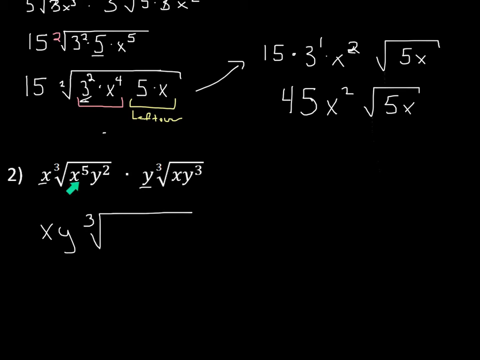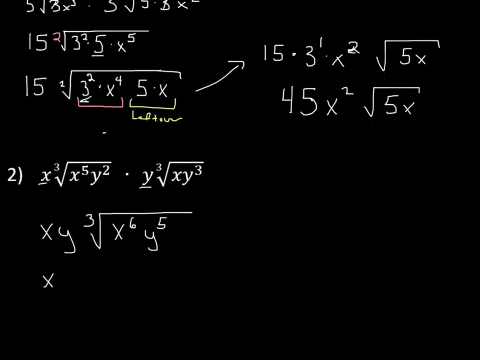And now let's take a look at this. I have an x to the 5th and x. That's going to give me x to the 6th. And then you can see over here I have y squared and a y to the 3rd. When I put those together, that's going to give me y to the 5th. Now I'm going to try to simplify underneath here. Remember, this time since the cube root, I'm looking for exponents that are divisible by 3. 6 is divisible by 3, 5 is not, so I'm going to have to break that up.